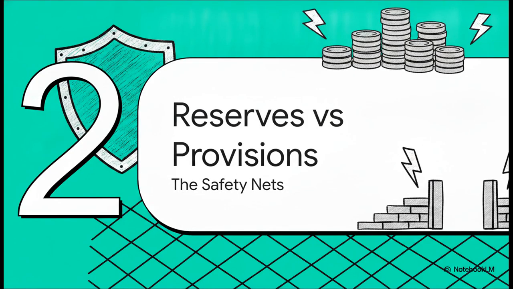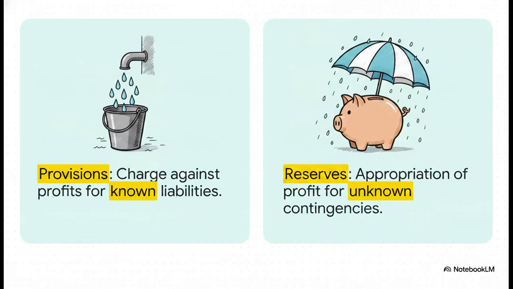Section 2. Reserves versus provisions. The safety nets. Now, what's really interesting about this is how we protect a company from future shocks using two very different safety nets. Think of a provision as a strict liability bucket. It's a completely non-negotiable charge against your profits, created for a known liability. You have to do it even if you can't determine the exact dollar amount with perfect accuracy. So this covers things like bad debts or upcoming repairs.